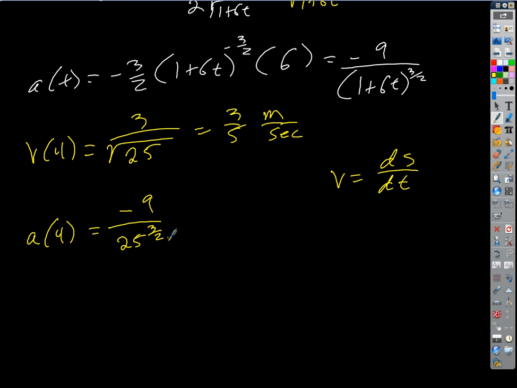Good, so you're gonna do the bottom first. The 1/2 power is the square root, so the square root of 25 is 5, cubed is 125, okay? So -9 over 125, and I will just leave it at that.